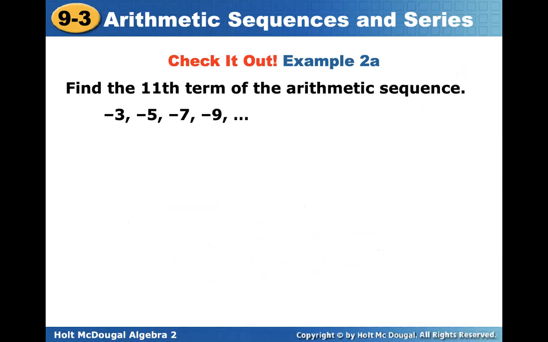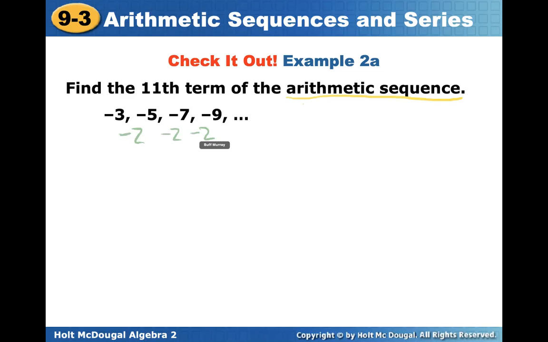All right, so find the 11th term of the arithmetic sequence. Now, we could do that without coming up with any rule whatsoever, but we're going to spend some time talking about developing a rule here. First of all, they told us it was an arithmetic sequence. Can we identify that it is? Okay, what's our common difference? We're going down 2, aren't we?